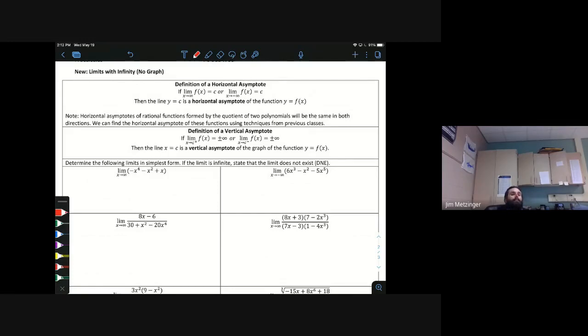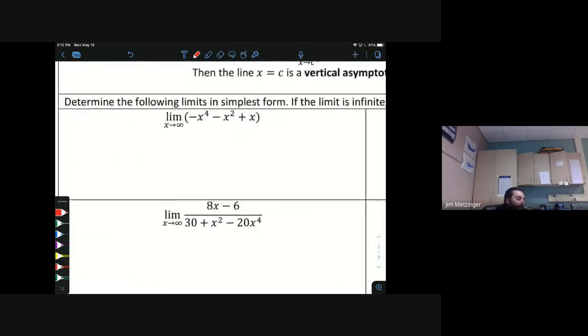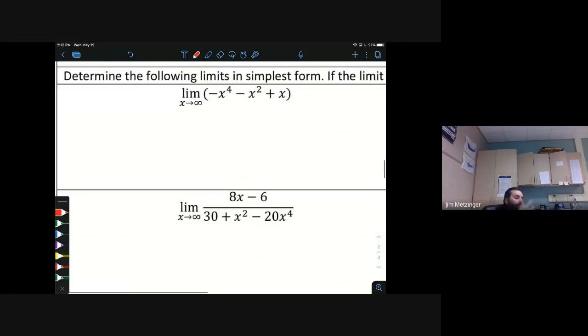All right, so today and tomorrow are the last two days of new stuff per se. We're going to evaluate limits that deal with infinity, but this time we don't have the graph to look at. Let's start here with this, and then I'll go back to the top.